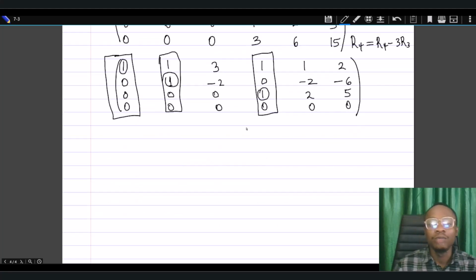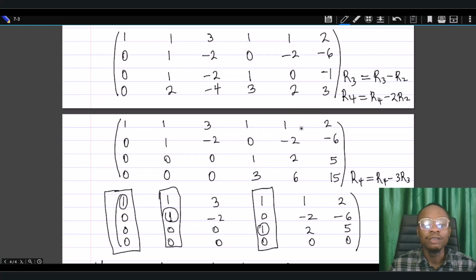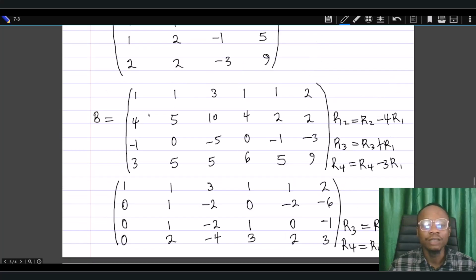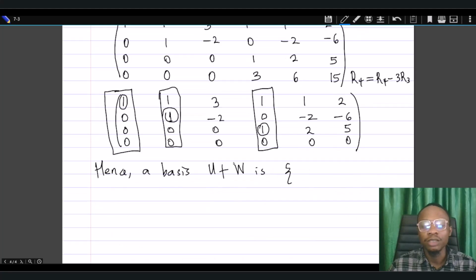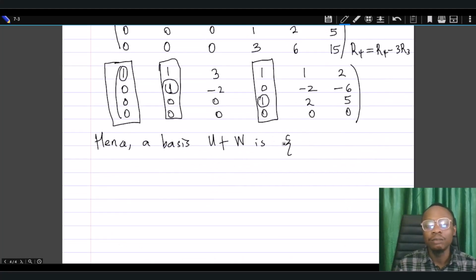So we now say that therefore, a basis of u plus w is given by, so we'll pick those vectors. What will those vectors be? The first vector, so we're going back to the original matrix now. That will be 1 4 minus 1 3, and then 1 5 0 5. So we'll pick that 1 4 minus 1 3.